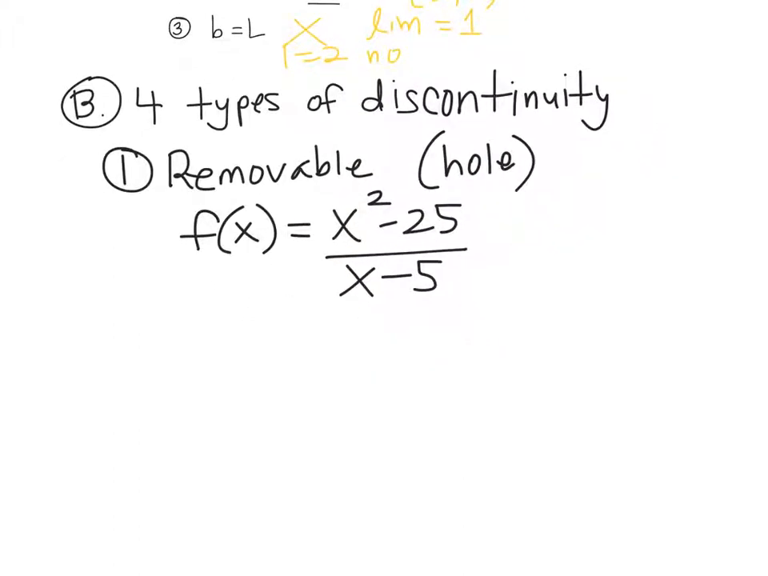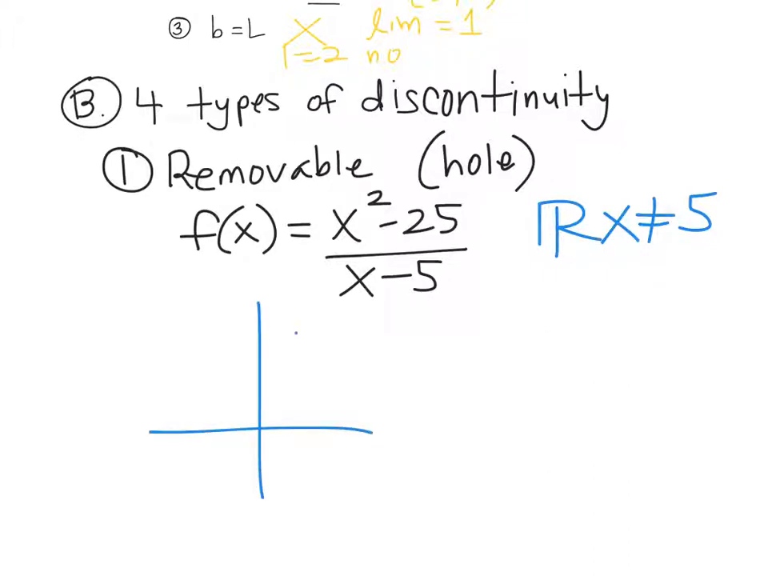When you graph this, you know that the domain is all real numbers except x cannot be 5. If you plug 5 in, it's bad. So when you graph this, it actually just looks like a line, and at 5, there's a hole in the graph.